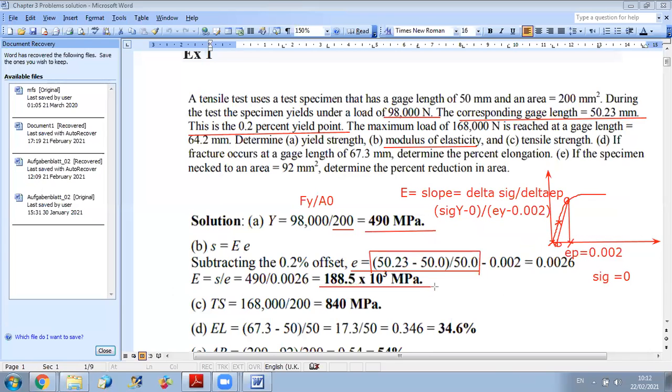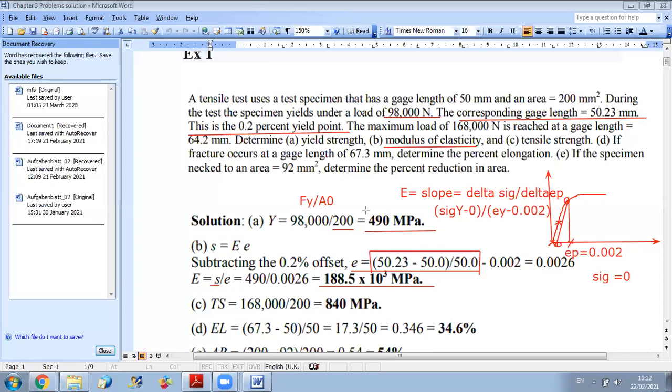And concerning the unit of elasticity modulus, it will be the same unit as the yield strength, because you know that epsilon has no unit. It's a ratio of lengths. So if you use yield strength in megapascal, you will get E in megapascal. If you use yield strength in gigapascal, you will have E in gigapascal. Any question on this?